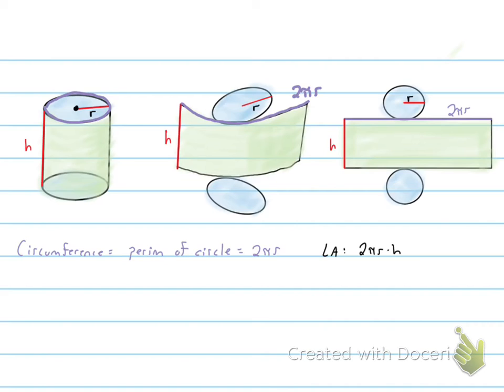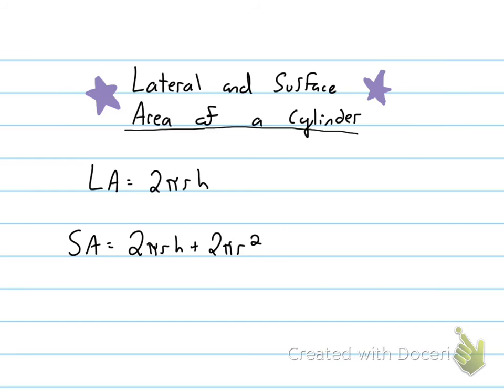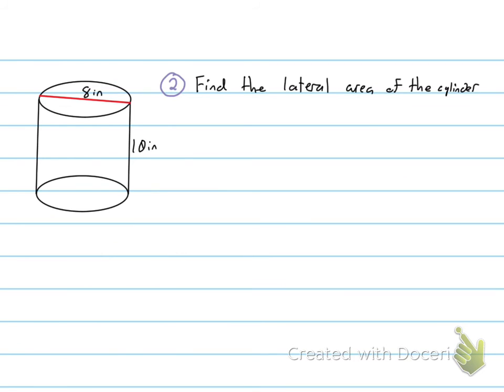So the lateral area here is 2 pi rh, and the surface area is 2 pi rh, or that lateral area, plus pi r squared times 2, because we have 2 circles. So the formal equations for the lateral and surface area of a cylinder: lateral area is just 2 pi rh, and surface area is 2 pi rh plus 2 pi r squared, or our lateral area plus 2 pi r squared. Let's look at another example. I just want to find the lateral area of a cylinder.